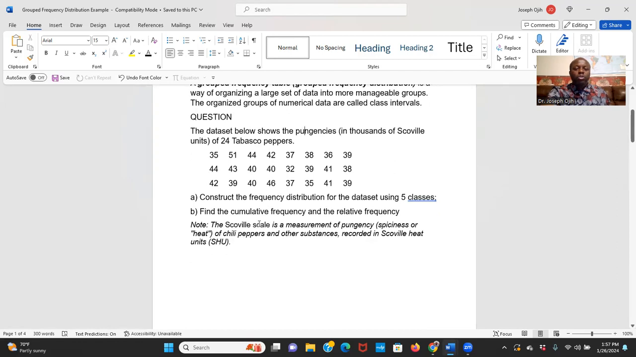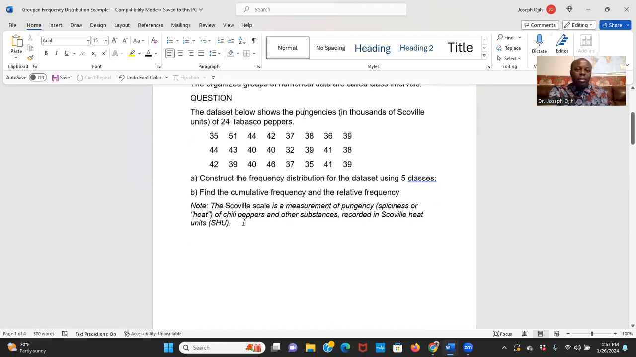The question says, construct the frequency distribution for the data set using 5 classes. Then find the cumulative frequency and the relative frequency. Okay, let's do it. Ready?